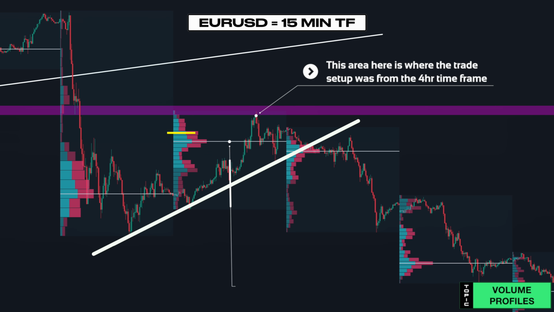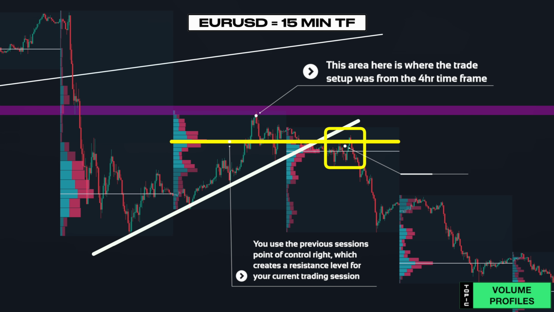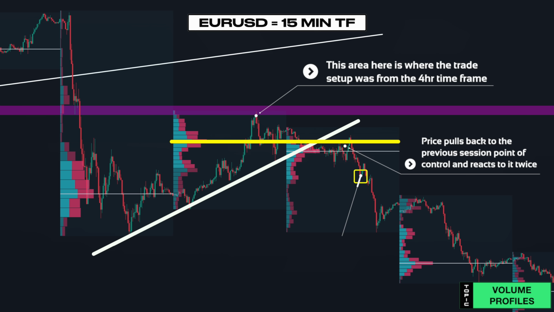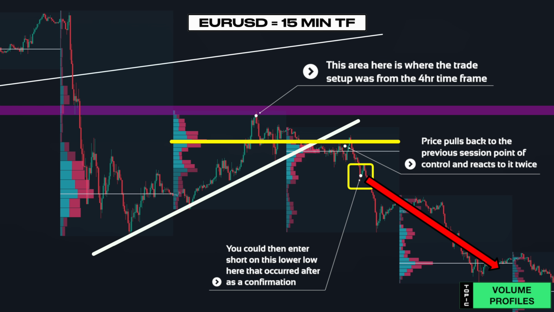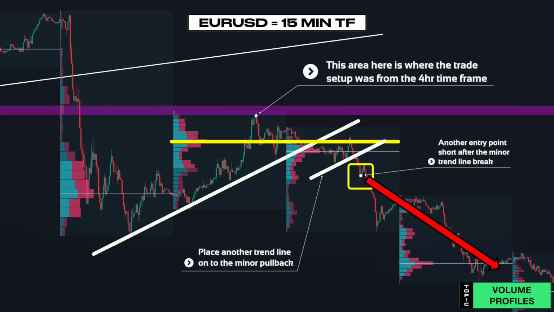You again use the previous trading session's point of control right here, which creates a resistance level for your current trading session. Price pulls back to the previous trading session's point of control and reacts to it twice. You could enter short on this lower low here that occurred after as a confirmation. Or you can again place another trend line like this, and once it broke below, take a short entry.